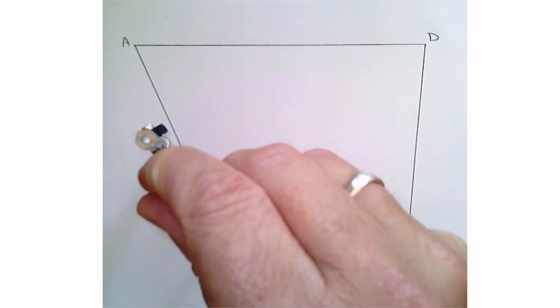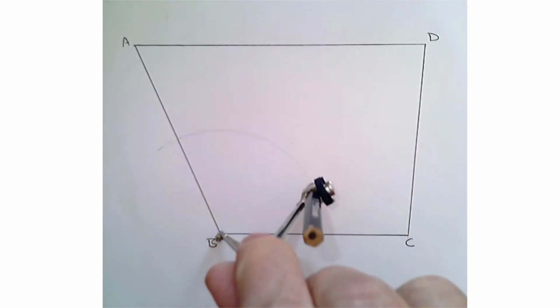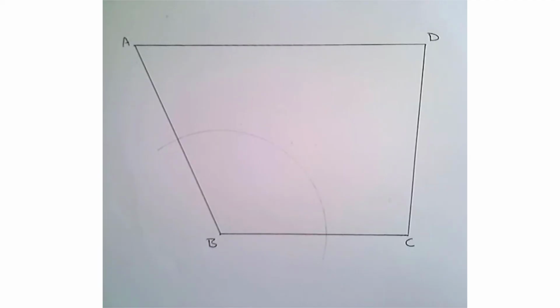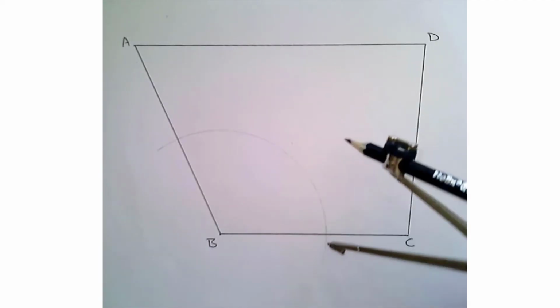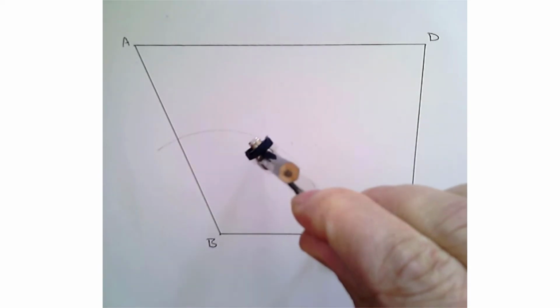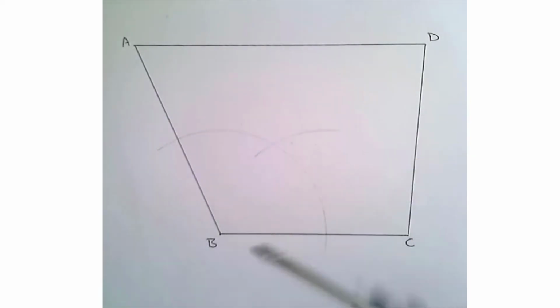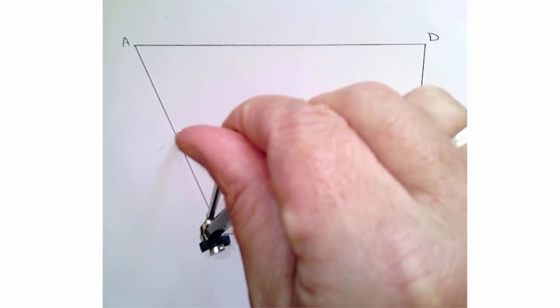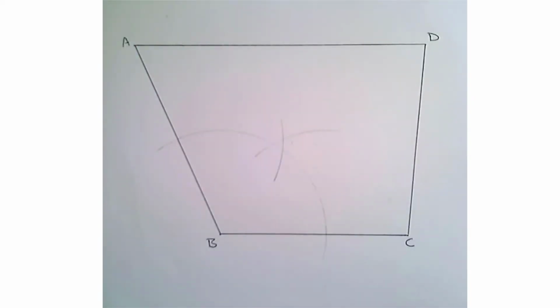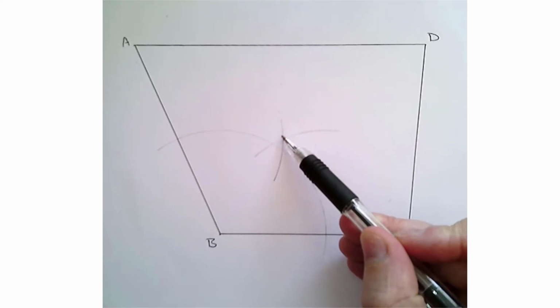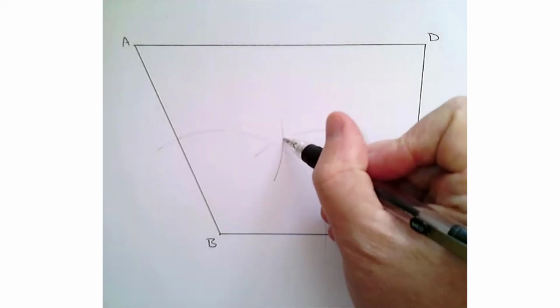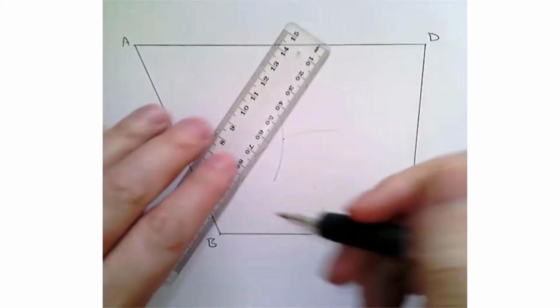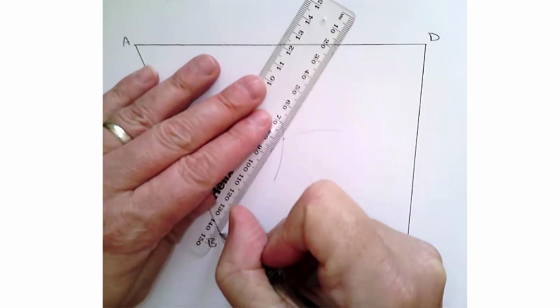So we're going to stick the compass point in B and draw an arc that cuts both AB and BC. Then we're going to move the compass point to one of those points where it crossed, draw an arc in between, and then move it to the other point where it crossed and draw a second arc in between. Now you should find that these two arcs form a little cross. And then to form our angle bisector, we're going to join the point B through the point where the two arcs crossed. And that's going to be my angle bisector.